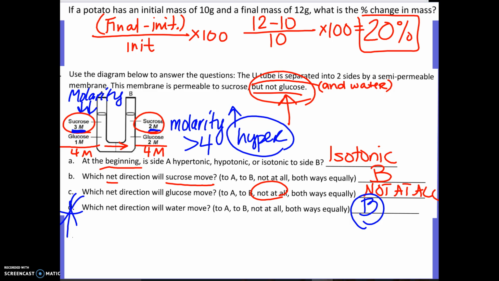But if they tell you that any of the solutes can move, you must consider which direction the solutes will go first, and then figure out the water. They will never ask you about the water without you considering the solutes first. Okay? So if the solutes cannot move and only water can move, then it would go both ways equally. But because some of the solutes can move, you have to send water.